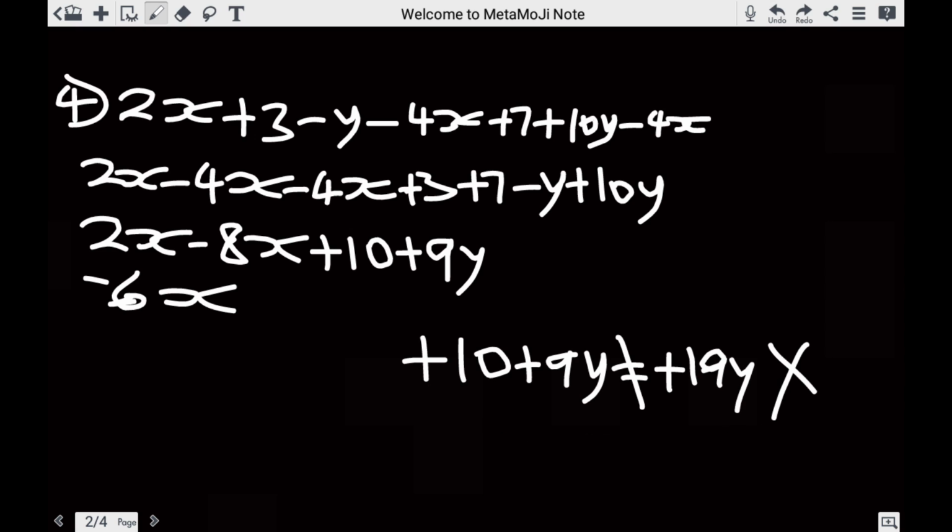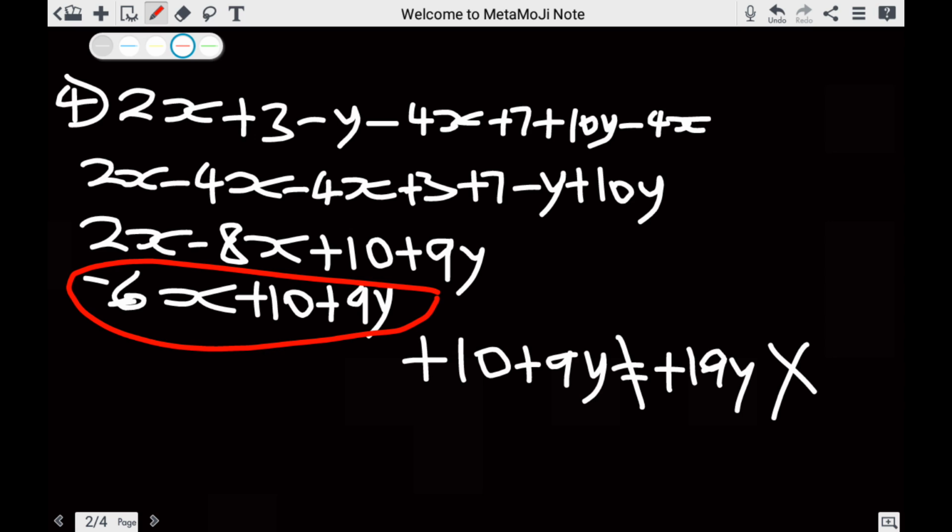So just keep in mind that these two terms are not like terms, so you can simply write them just as they are. Plus 10 plus 9y. So now our final answer is minus 6s plus 10 plus 9y. So that's the final answer for everything that is here.